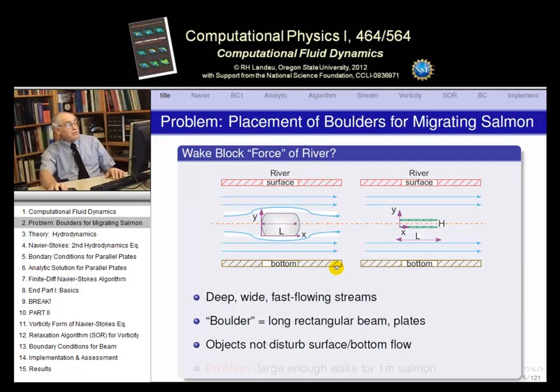So we have no bottom or surface effects to worry about other than the boundary conditions, and we're looking for a large wake. So this is our problem. Okay, so let's go ahead and see how we describe the situation.